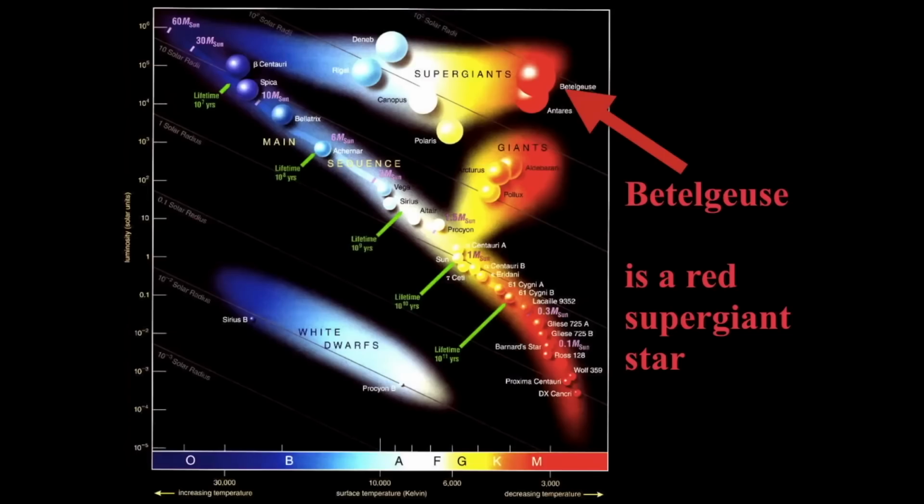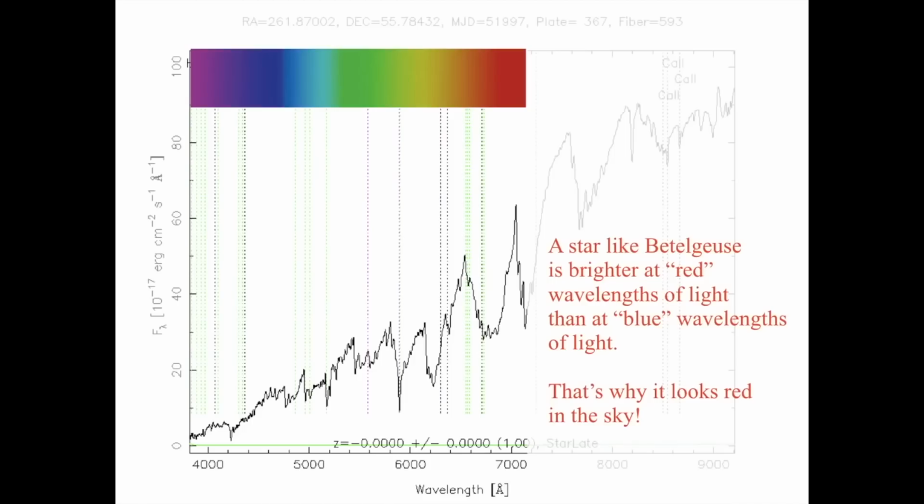Betelgeuse is a red supergiant star. It lies in the upper right area of the HR diagram with a spectral type of M and a luminosity of about 100,000 times that of the Sun. And it's about the same temperature as little red dwarf stars on the main sequence, or giants like Aldebaran, but it's much, much, much larger. And Betelgeuse is brighter, and we call it a red giant because it's brighter at red wavelengths compared to blue wavelengths of light.